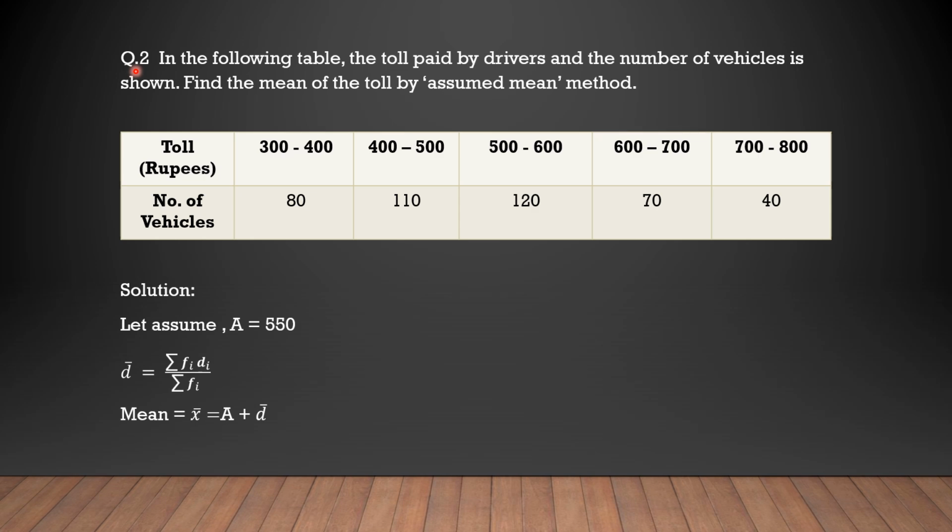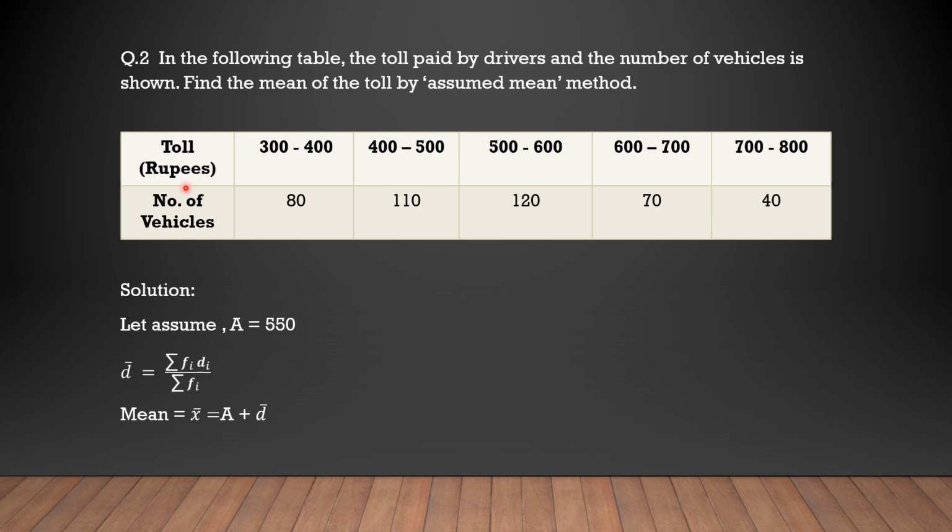Question number 2. In the following table, the toll paid by drivers and the number of vehicles is shown. Find the mean of the toll by assumed mean method. So here this is the table which is given.